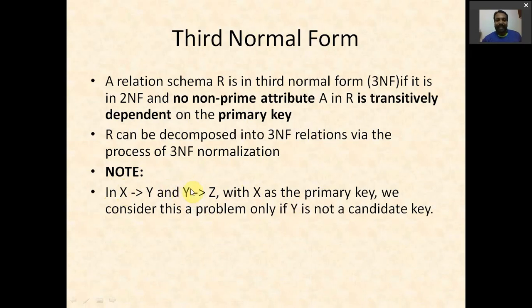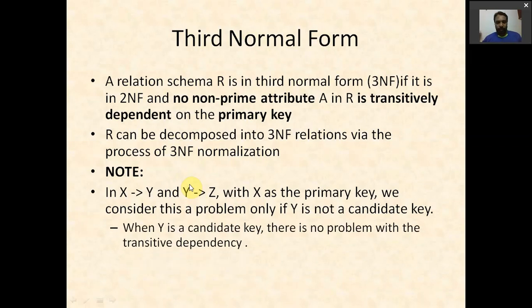If y is a candidate key, you know what is a candidate key? The other keys which can be used to uniquely identify. So if y is a candidate key, then it is not at all a problem. We need not normalize that relation at all. When y is a candidate key, there is no problem with the transitive dependency.